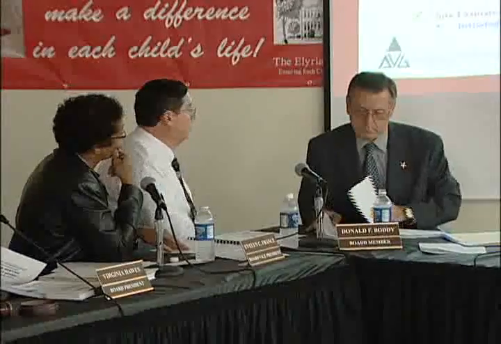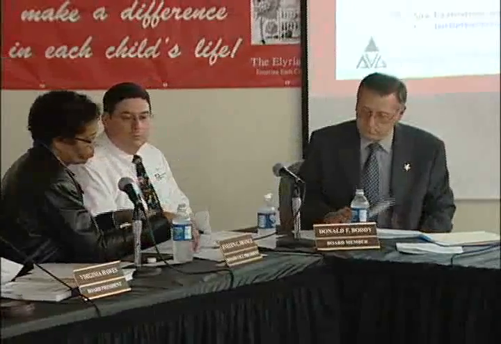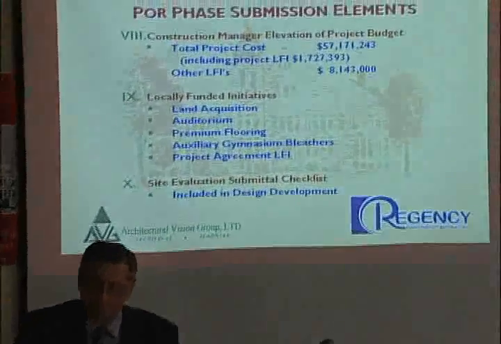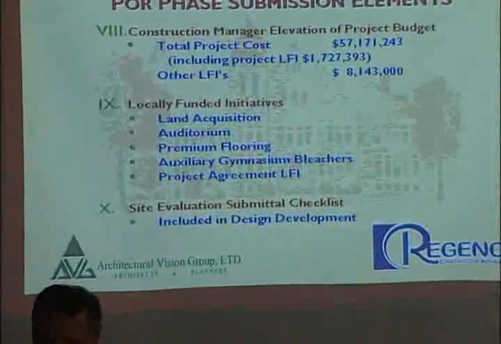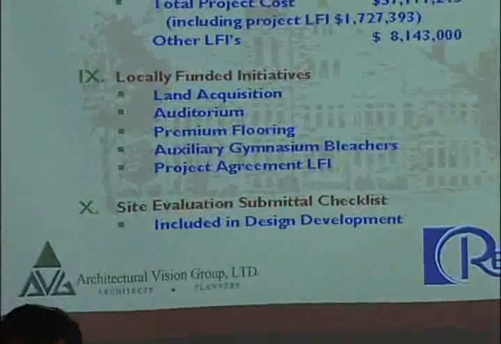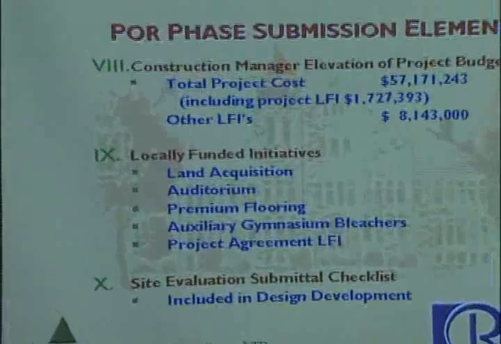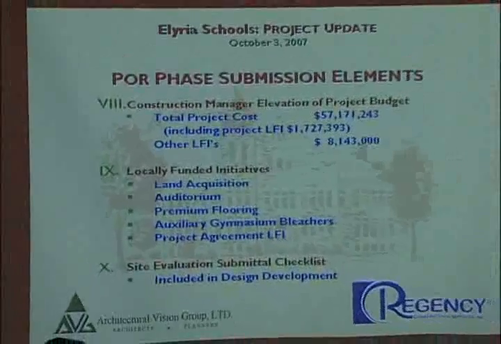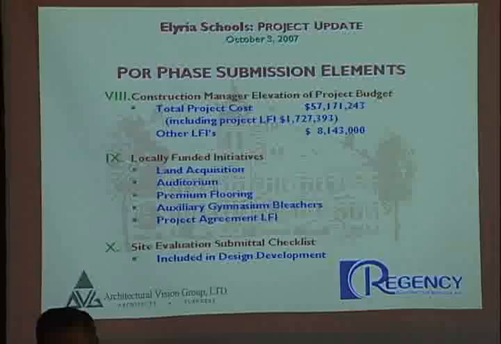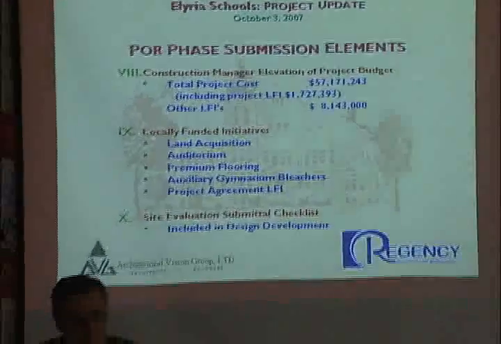Then the last item is a site evaluation submittal checklist under Section 10. And this is really a document that is prepared by Architectural Vision Group and is not something that you're going to see until design development. And so we just have a placeholder in here for it this evening. And that concludes the phase submission book. Are there any questions?